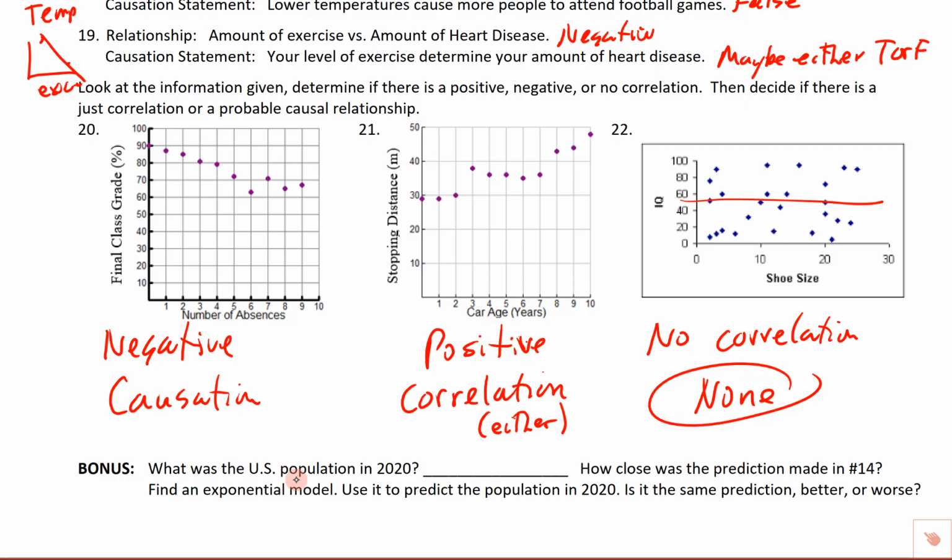Now, this last part, I'm going to leave this blank. It says, what was the U.S. population in 2020? What I'd like you to do is look that up and then figure out how close we actually were in number 14, and then maybe try and find an exponential model and use that to predict and see if that's any better. We knew that because of the residual plot, there was something else going on there. So maybe do that as a little challenge one and see how that works out.